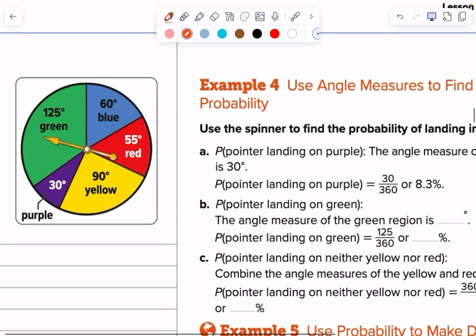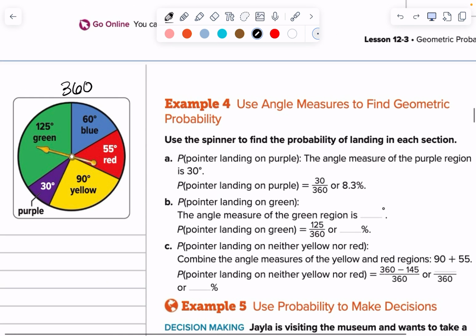Go to example 4. You guys have this spinner up in the top left corner? This is in degrees. Shh. You guys gotta listen. I'm tired of shouting. This is in degrees. How many degrees is a circle? 360 degrees. Use the spinner to find the probability of landing in each section.